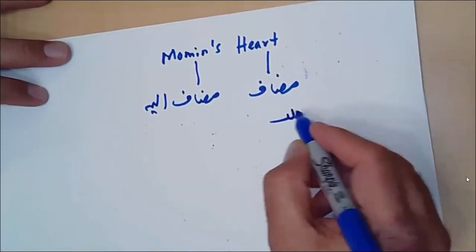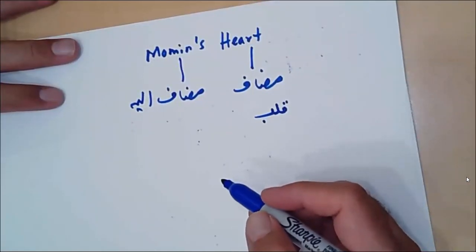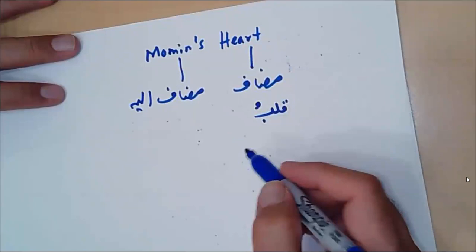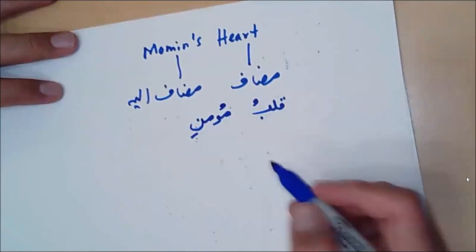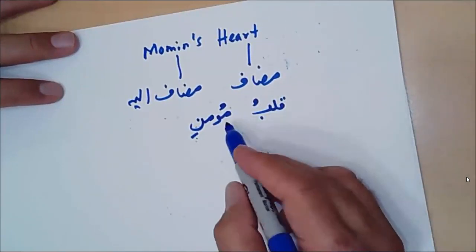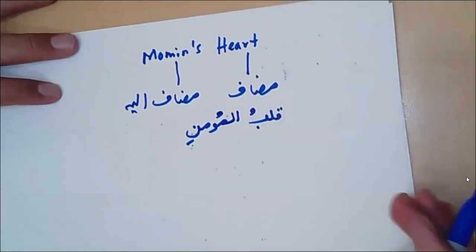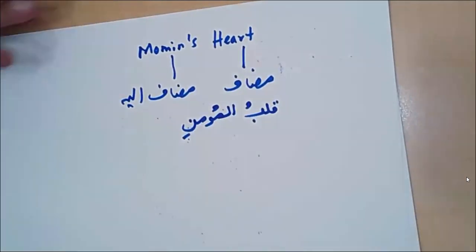What is the Arabic for heart? Kalb. So should I have kalbun? No. Kalbu, right? Now, Momin: Momini, right? Can I have Al here? Yes, because nobody is stopping you from that. So, Kalbul Momini. This is how you will write it. Kalbul Momini. Making sense?